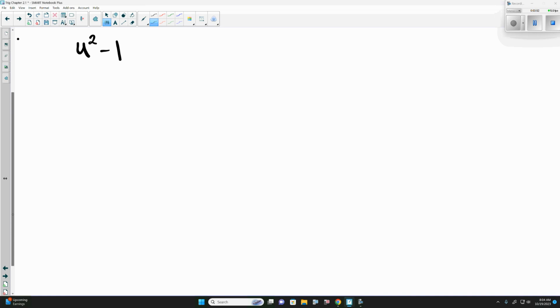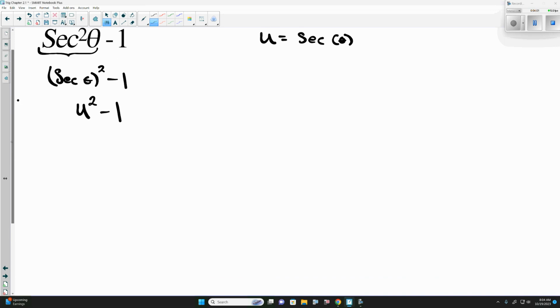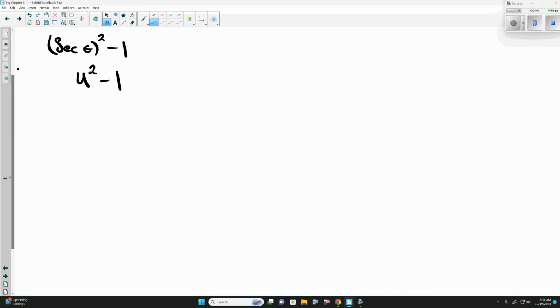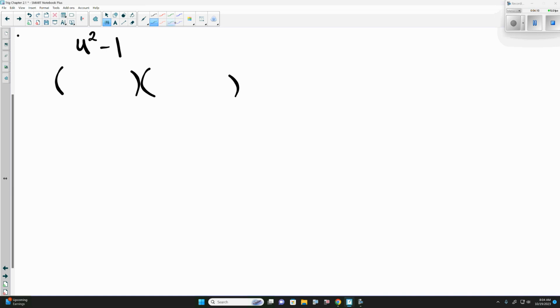U squared minus 1, well, that there is a difference of perfect squares, yes? We can see that is a difference of perfect squares a little bit easier than we can say secant squared of theta minus 1. They're both a difference of perfect squares. And just as a reminder, a squared minus b squared is the definition of a difference of perfect squares, and it factors to a plus b times a minus b, where a and b are our terms being squared.